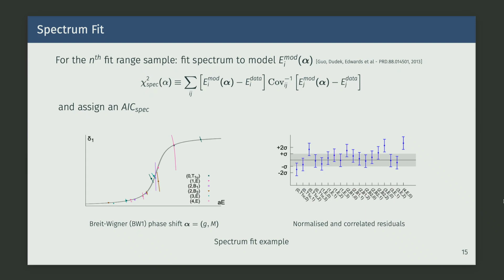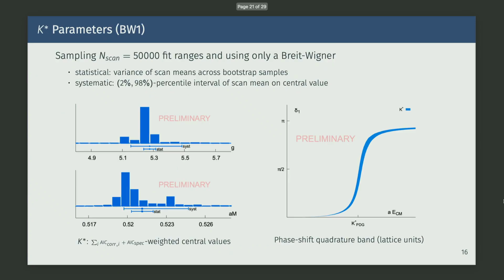Here is more directly what is being minimized, so it's the spectral residuals. And on the left is the phase shift visualization. Remember that in this case I'm not fitting the phase shift directly. I'm fitting the spectrum that is derived from the phase shift, minimizing with respect to the phase shift.